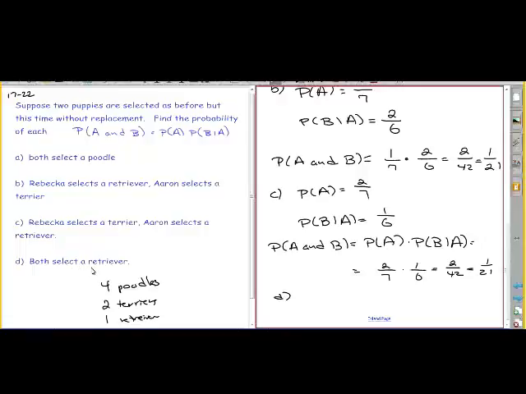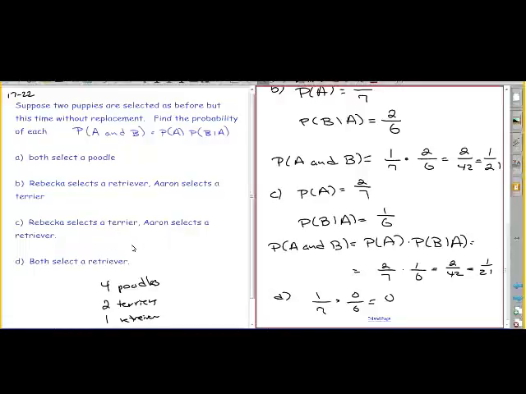What's the probability of Rebecca picking a retriever, and then Aaron picking a retriever? Yeah, 0, right? It would be 0/6, but it's still 0. So in this case, the probability of Rebecca picking a retriever is 1/7. There's 1 retriever, 7 dogs. In the second case, there's 0 retrievers left out of 6 dogs. So you multiply those together and get 0. There's only 1 retriever, so the probability of magically creating a retriever is 0.